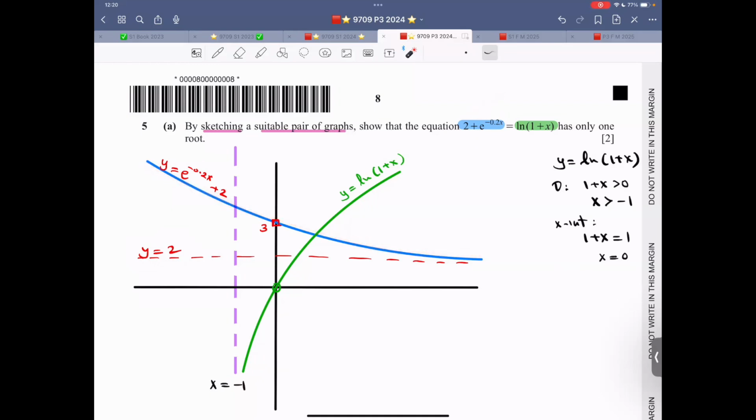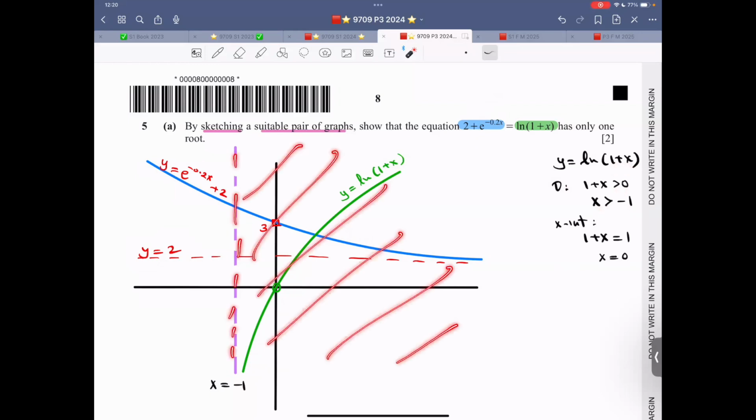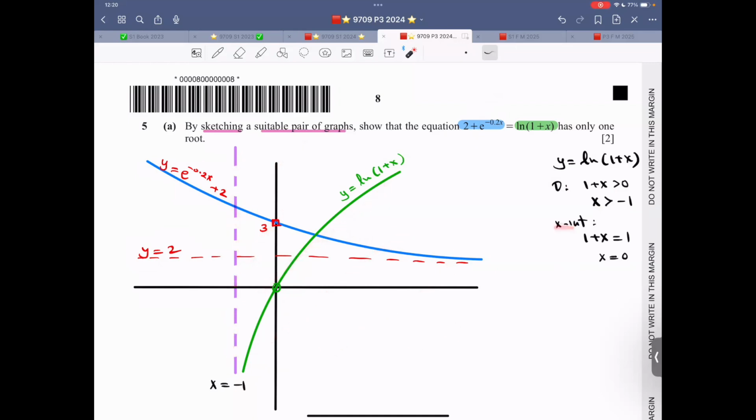And ln 1 plus x, that is the working domain. Whatever is over here, make it greater than 0. X is greater than negative 1. So that is the asymptote I have drawn. The graph lies to the right of the asymptote. X-intercept, whatever is over here, make it equal to 1. Therefore, x is equals to 0.